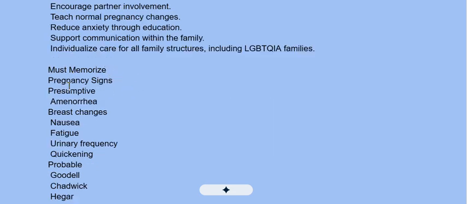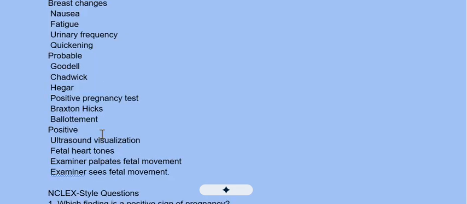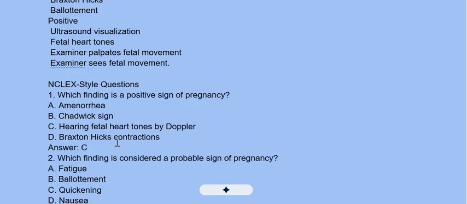Must memorize pregnancy signs. Presumptive: amenorrhea, breast changes, nausea, fatigue, urinary frequency, quickening. Probable: Goodell, Chadwick, Hegar, positive pregnancy test, Braxton Hicks, ballottement. Positive: ultrasound visualization, fetal heart tones, examiner palpates fetal movement, examiner sees fetal movement. NCLEX style questions.